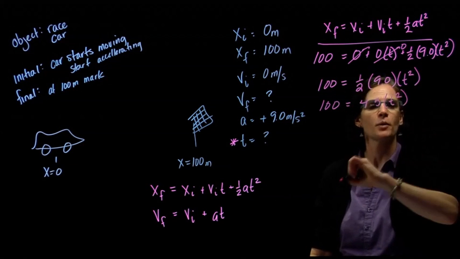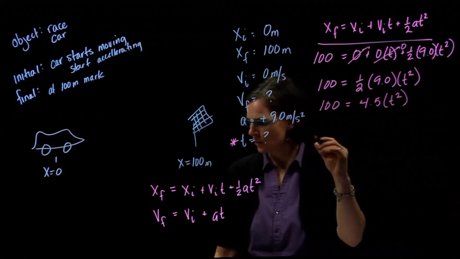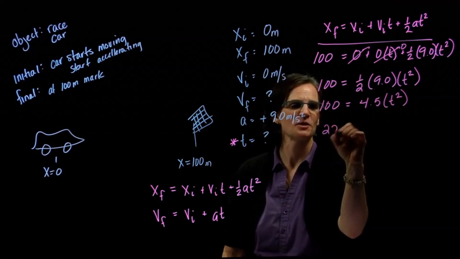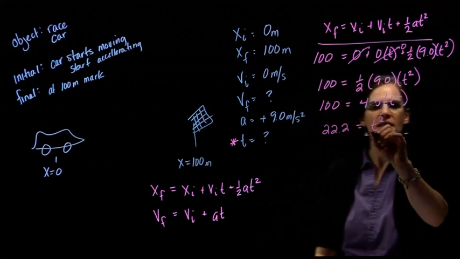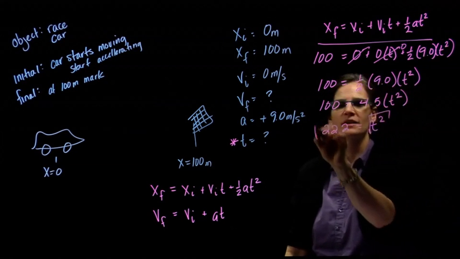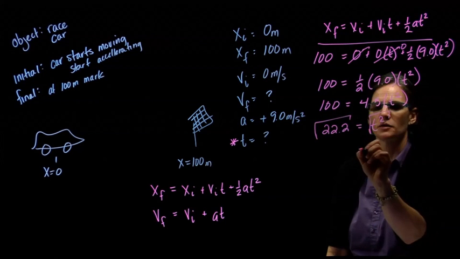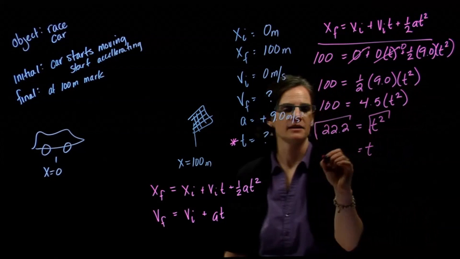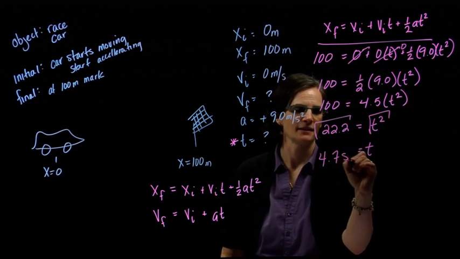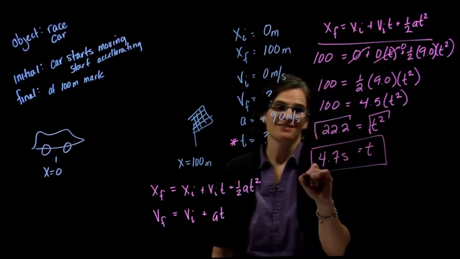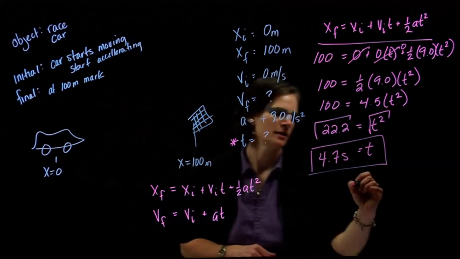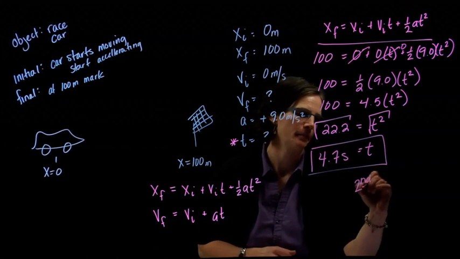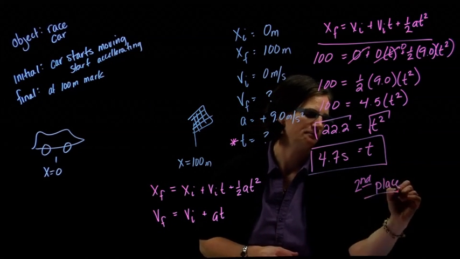I can divide both sides by 4.5. 100 divided by 4.5 is 22.2 equals our time squared. And then to get rid of the square, I simply take the square root. So our time is left at 4.7 seconds. We wanted to know if he beat that 4.5 record. He doesn't. So he's going to end up with second place.